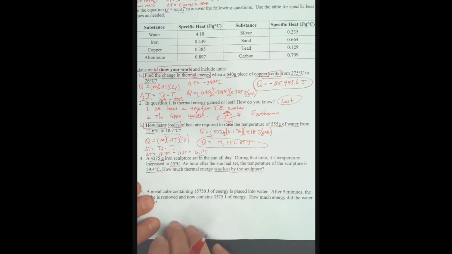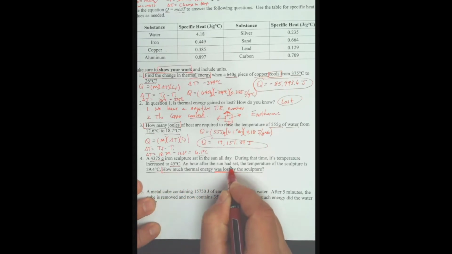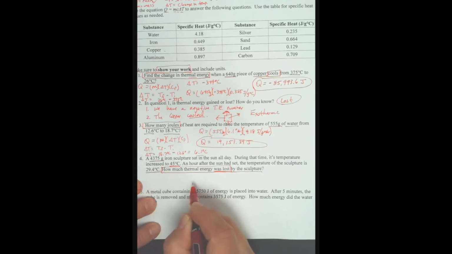Okay. Well, this one is easier than you think it is, because all we're really doing is setting some things up to figure this out. We've got all kinds of information in here, so let's figure out what we've got. We're trying to figure out how much thermal energy was lost. And I'll ask you right now, do you think this is going to be a positive or a negative answer? That's all I'm going to say.